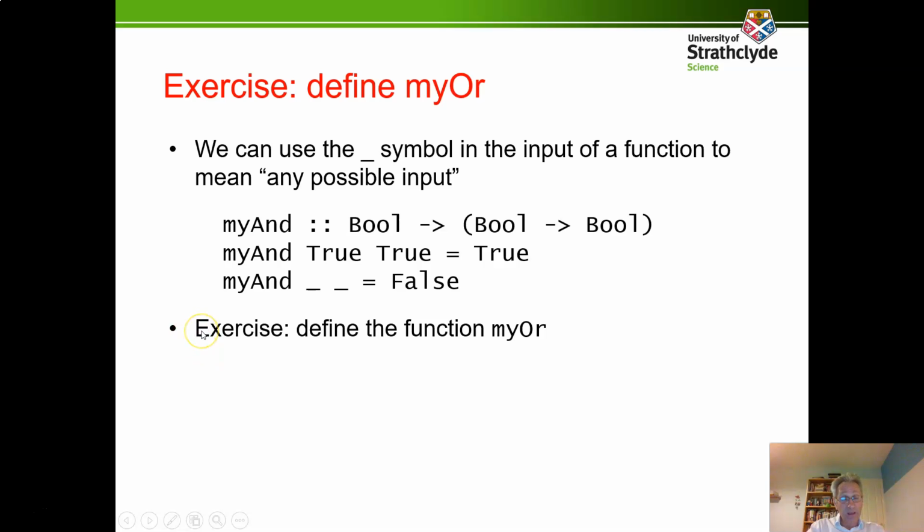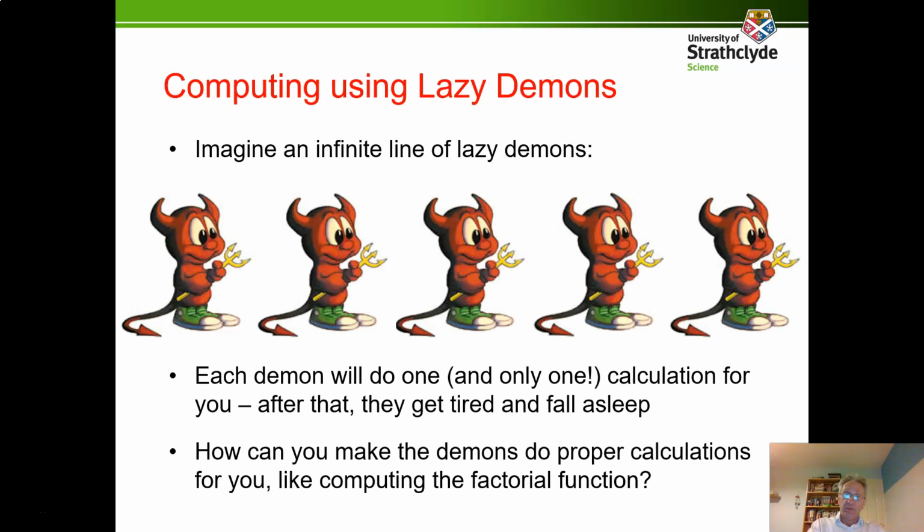So as an exercise, think about how you would define the function myOr. It takes two inputs, but it ORs them together using the logical OR function. So OR of true and true is true, OR of true and false is true, OR of false and true is true, OR of false and false is false. So how would you write that in Haskell using a similar idea to this one? And I'll give you the answer in a bit.